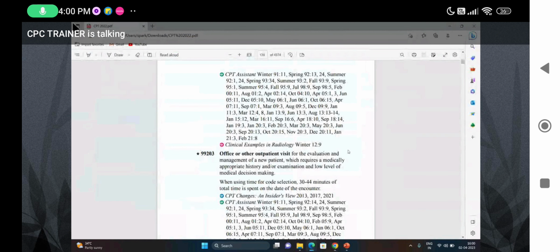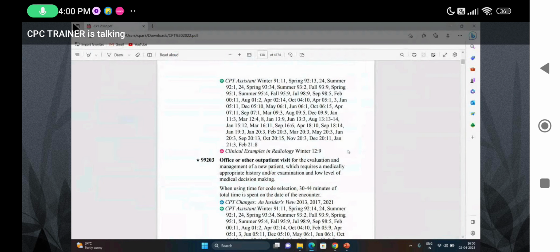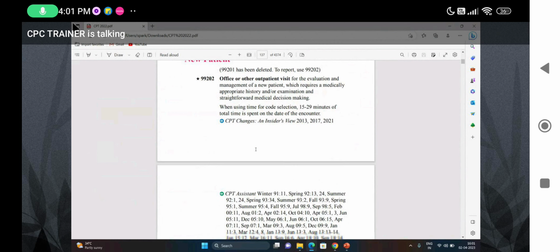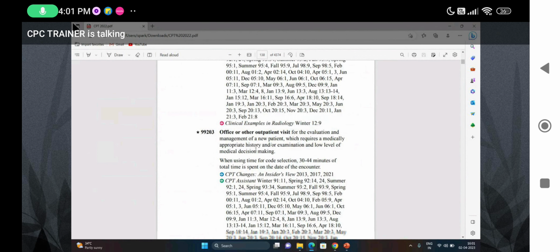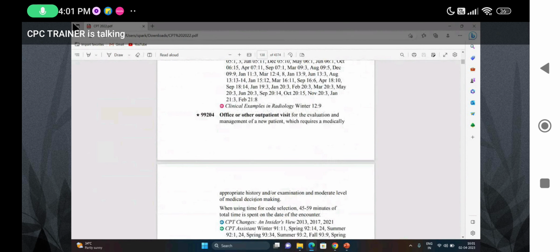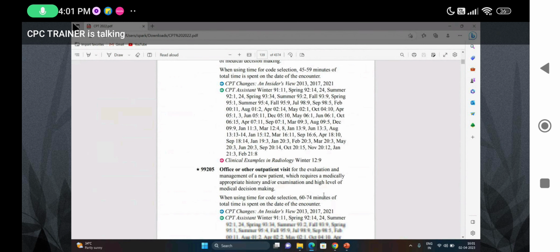Yeah, so these are the E/M codes, guys. See the first code, 99202, they have given straightforward MDM. The next code is 99203, they have given low MDM. The next one is 99204, they have given moderate MDM, and the last code, 99205, they have given high MDM.